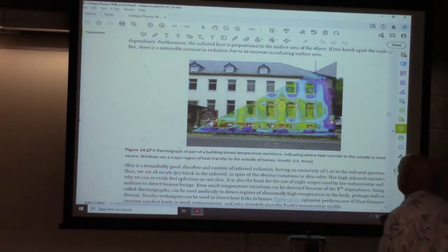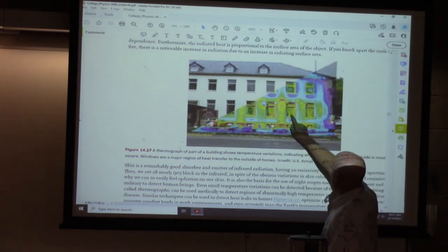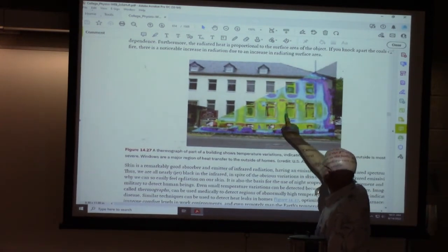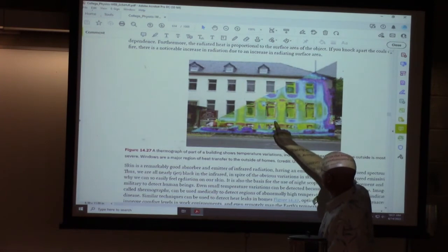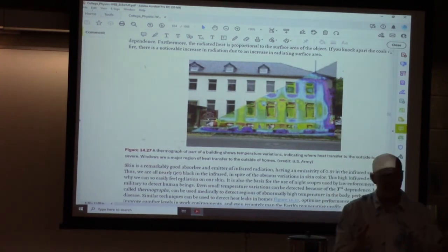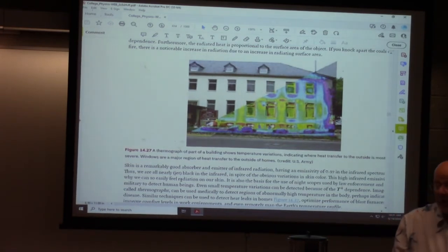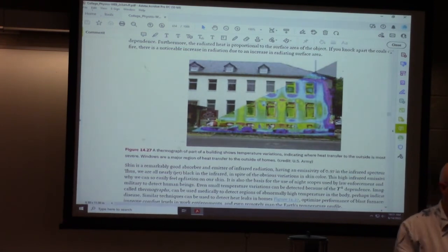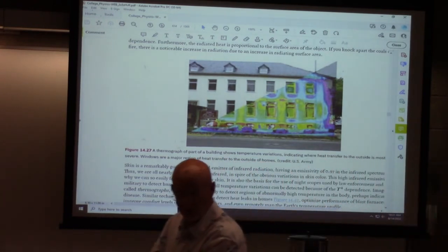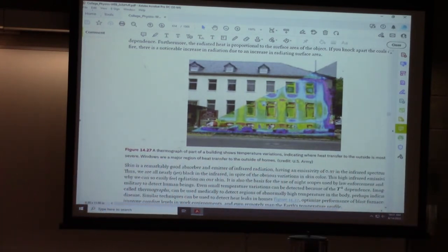And of course, then they color code them. And so the yellow here would be more radiation than the blue. And so we would come to the conclusion here that the windows are warmer than the other part of the building. But what I want to get across to you is that this is a transfer of energy. If you've ever stood near something warm, like hot coals, the infrared radiation is very strong.